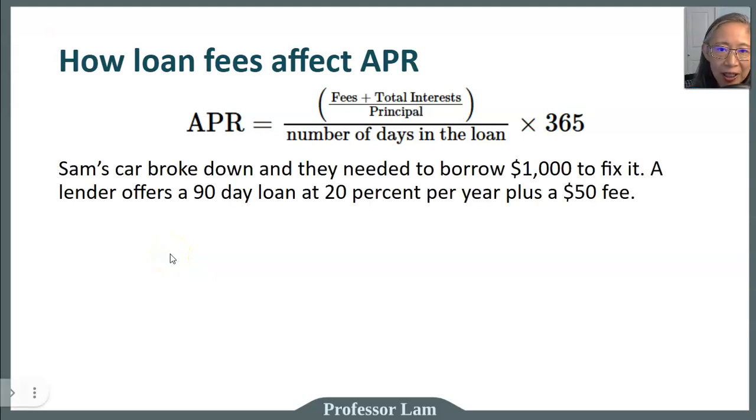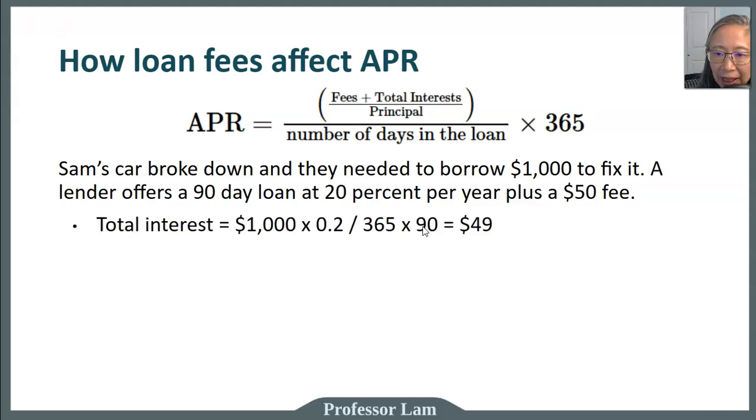Sam looked at the payday loan and realized that, wow, that's a lot of money. So he did some more research, and found a lender who is willing to loan him a 90-day loan at 20% per year plus a $50 fee. For loans that are less than 1 year, this formula works quite well. So let's first take a look at how much interest Sam would be paying. It's $1,000 times 20%, so that's 0.2.